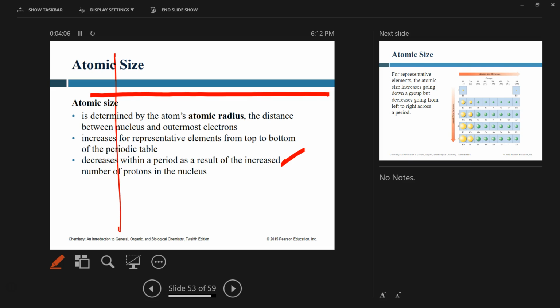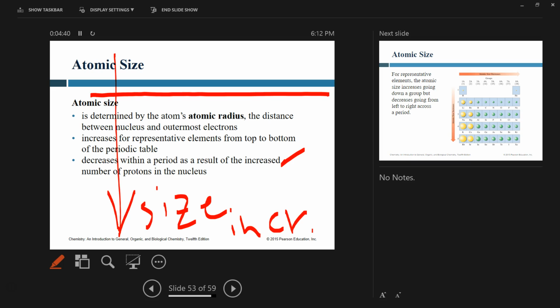How do you think the size of your onion will change if you add more and more layers? It will become bigger. So essentially atoms become bigger as you go from top of the group to the bottom. Okay? Does that make sense? That's a super simple idea. We're good?